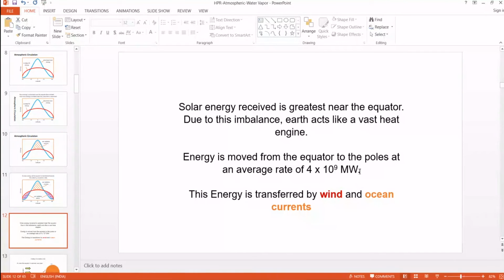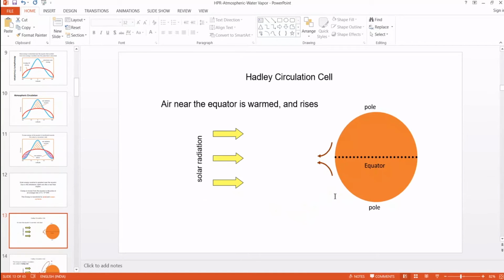Due to this surplus and deficit of solar energy, the earth acts like a heat engine. The energy is transferred from the equator to the poles at an average rate of 4 into 10 power 9 megawatts. This energy is transferred through winds as well as ocean currents.